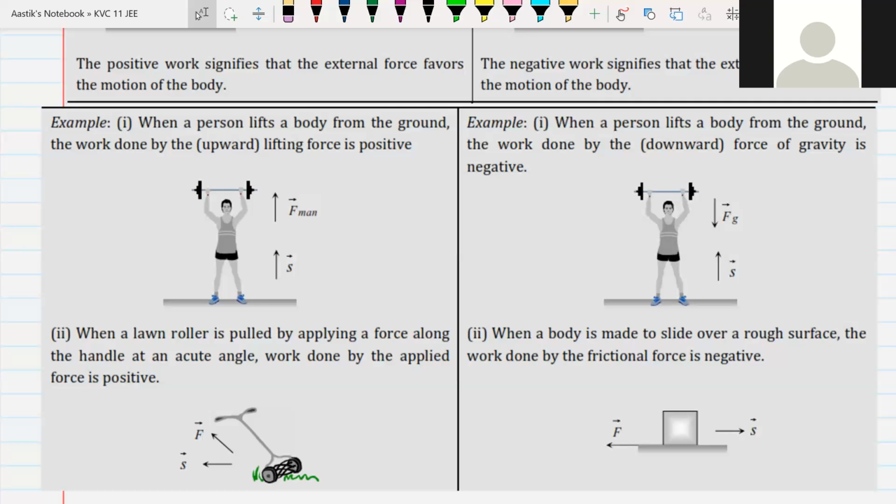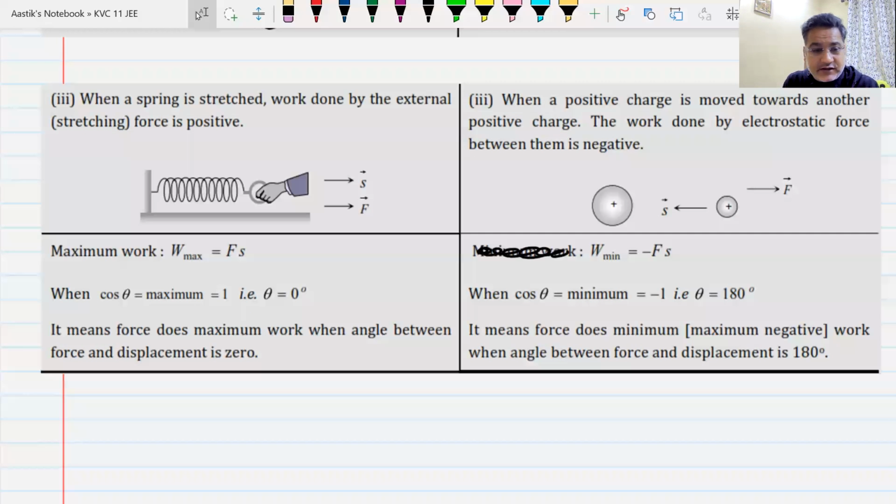Sir, completed. Completed? Congratulations then. Okay, as I was trying to explain, if the angle between force and displacement is 0, work done would be maximum. If the angle between force and displacement is 180 degrees, they have written minimum. It is not minimum actually. Positive and negative does not mean maximum and minimum here. Positive and negative just means you have to understand the angle.